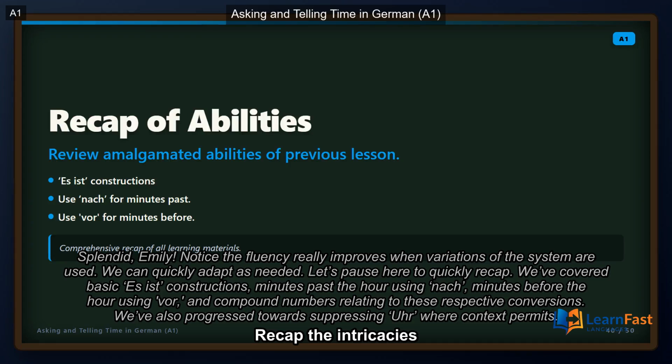Es ist 4:15 nach 6. Splendid, Emily. Notice the fluency really improves when variations of the system are used. We can quickly adapt as needed.